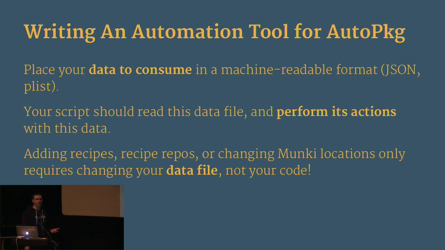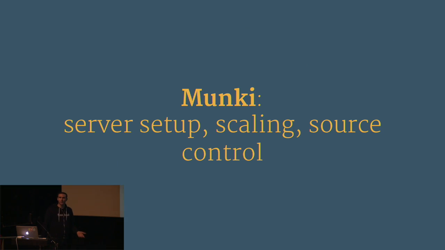So when you're writing this automation tool, the same general theme comes by. You have data that you consume and actions you perform. The actions generally don't change. You always have to do the same general things. But the data that you're using are the things that you want to actually change on a regular basis, based on your environment's needs. You put the list of recipes you need in some kind of file. Your runner looks at this file and then runs these recipes. You're good to go.